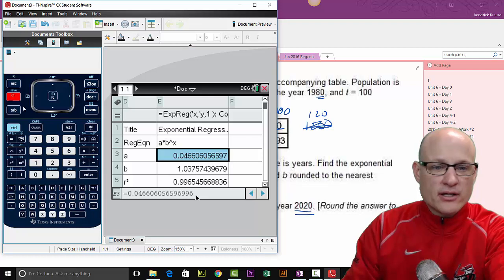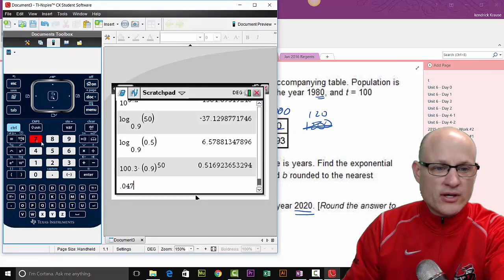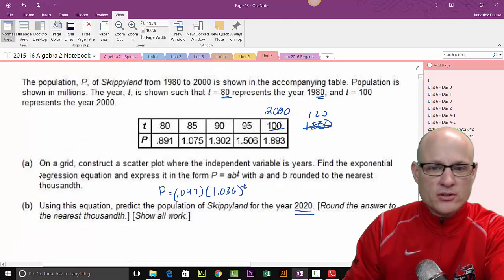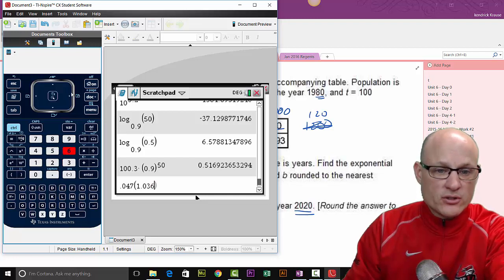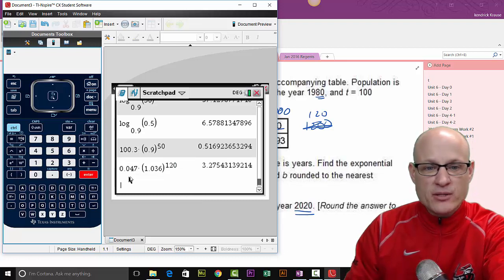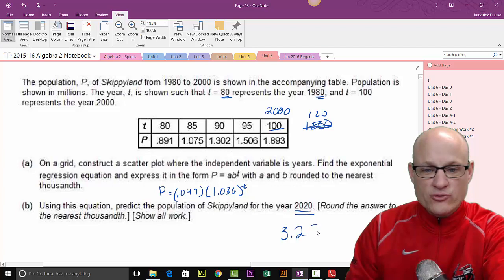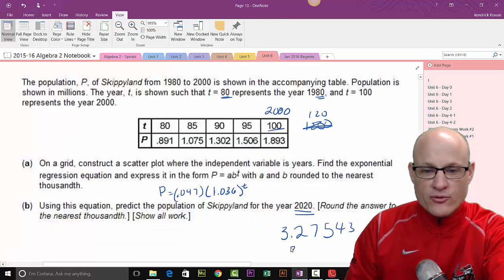So I come over to my calculator and I go, okay, 0.047 times 1.036 raised to the 120 exponent, and 3.275. Around there, 3.275.